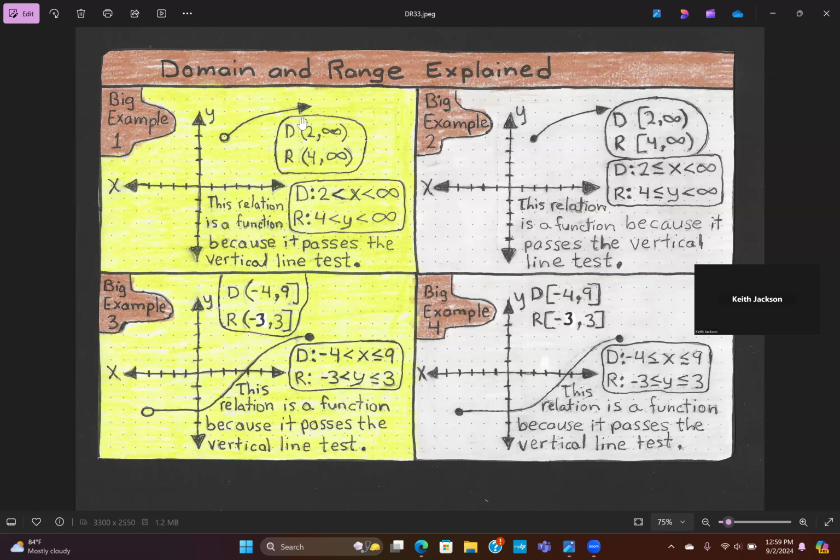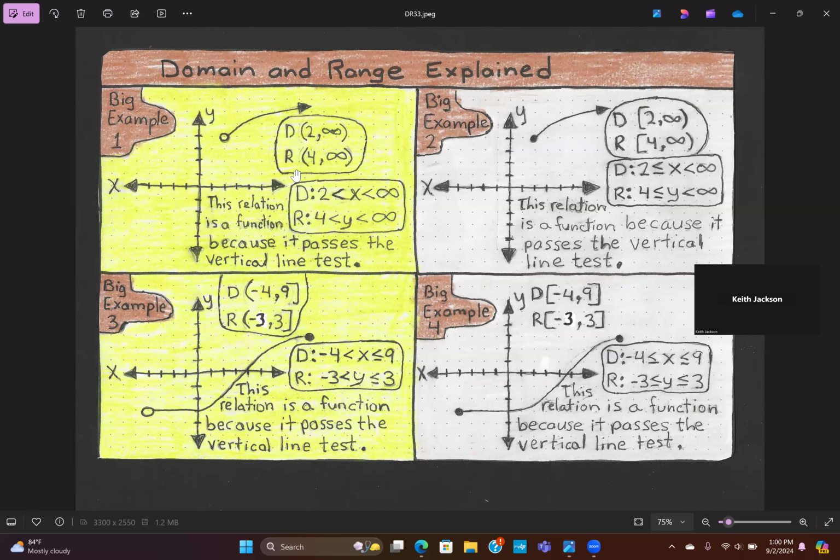The reason it has a parenthesis for 2 is because this open circle indicates that 2 is not included. On the other hand, we notice that its other domain value is infinity, because you have to chase infinity, right? And if you're chasing infinity, you're going to have to close it off with this parenthesis right here as well.